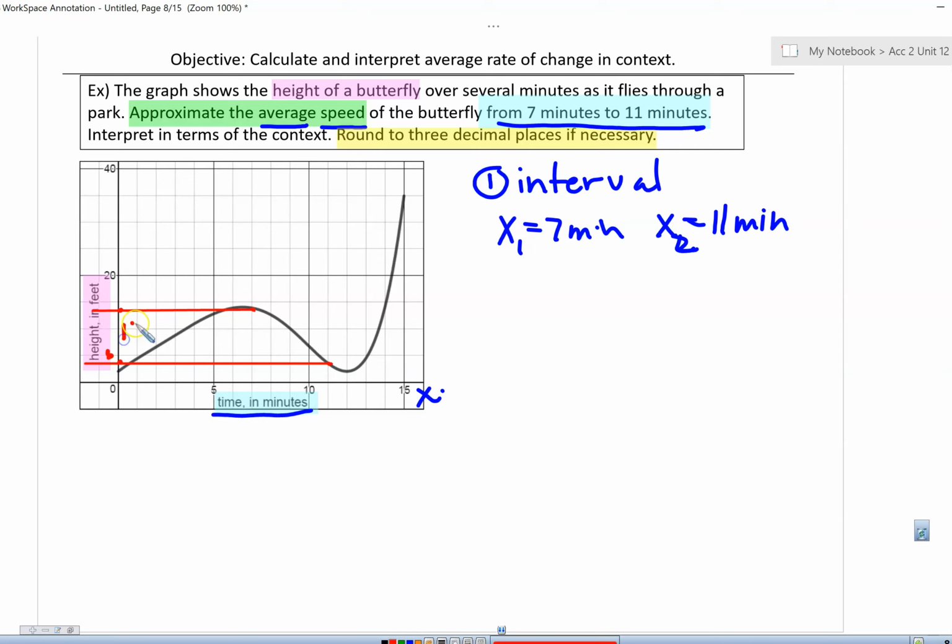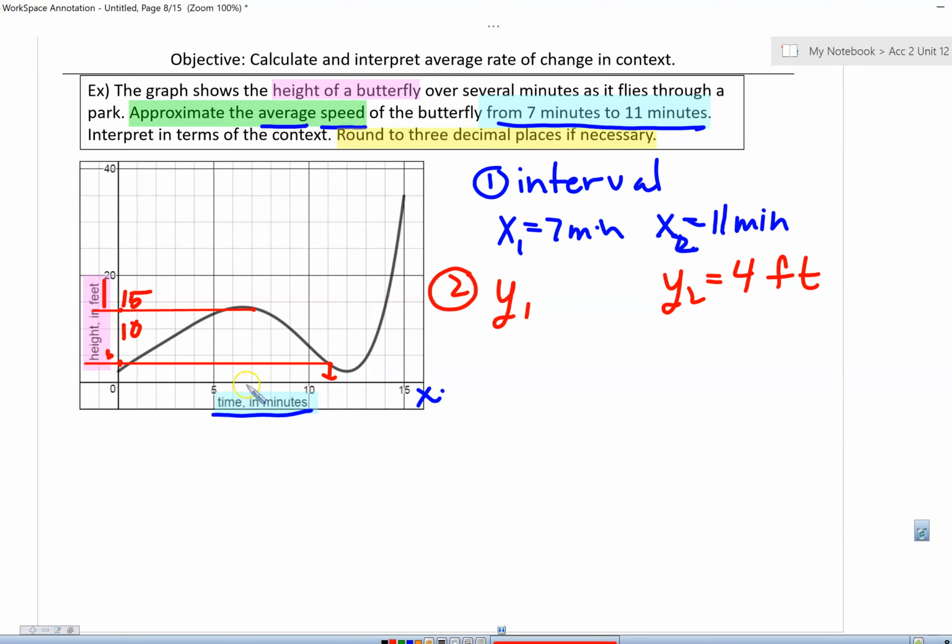This is 10. And then this, of course, would be 15. All right. So what we're looking at here, if this is 0 and this is 5, that looks like it's about at 4. So that would go with our 11 minutes. So that's our y sub 2 would be 4 feet. And then our y sub 1 that goes with our 7 minutes here is, if that's 10, probably about 14.